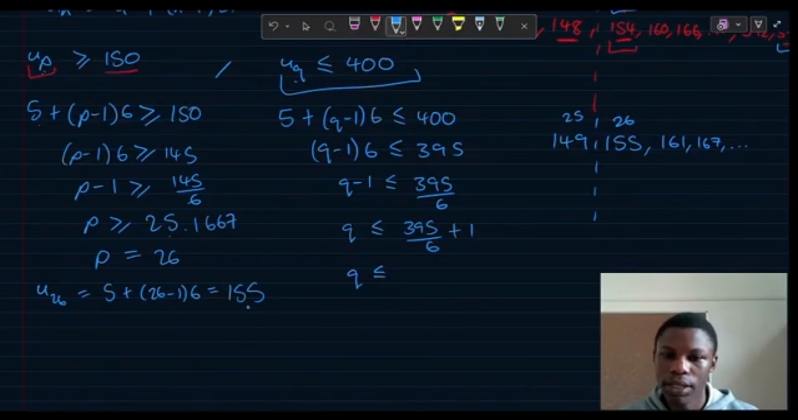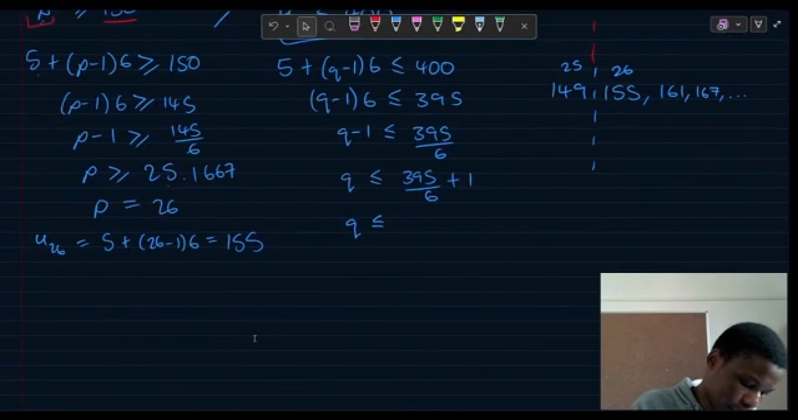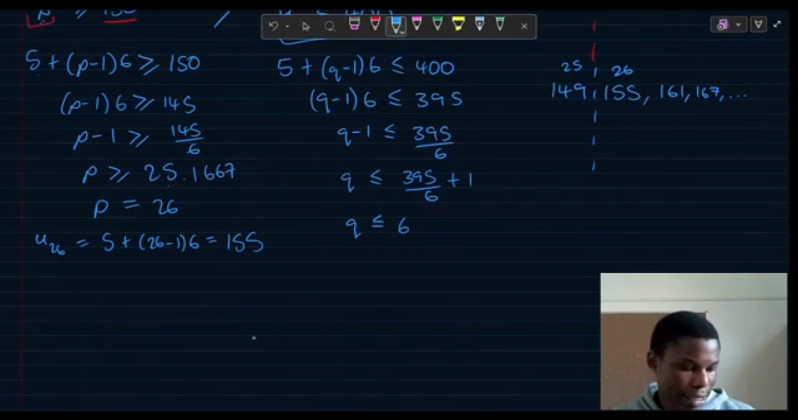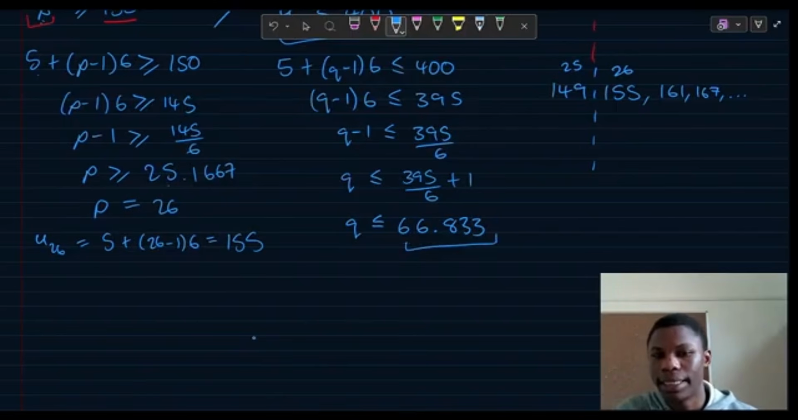Q is less than or equal to 395 over 6 plus 1, which is 66.833. So we want the last term that's less than or equal to 400. So we want the last integer value that's less than or equal to 66.83.